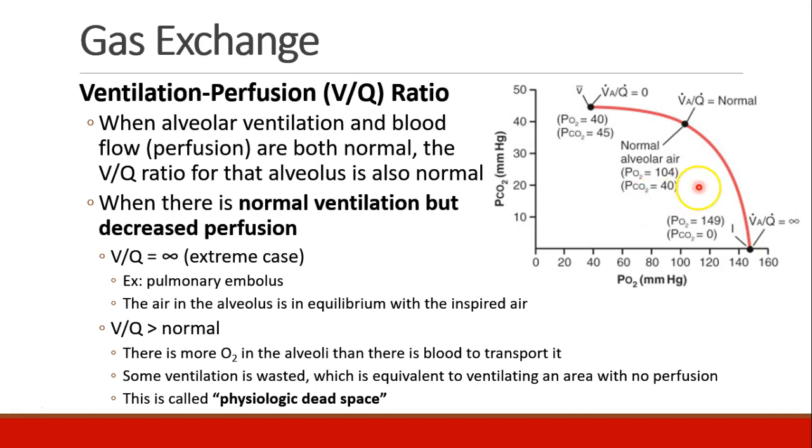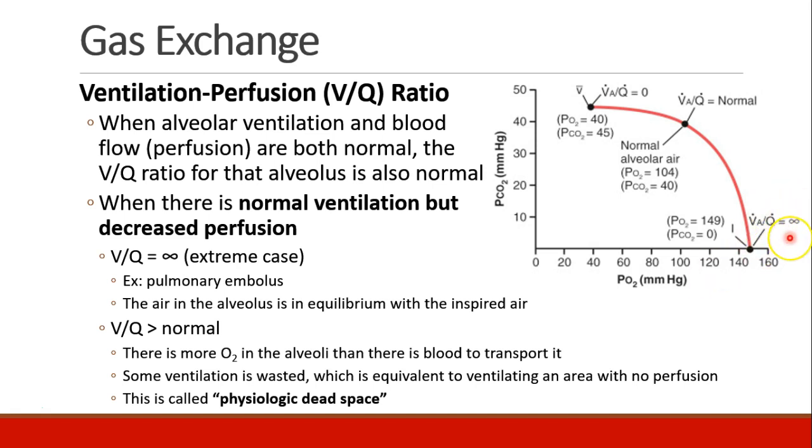Moving in the other direction, we can talk about normal ventilation but decreased perfusion. In the extreme case, let's imagine a pulmonary embolus. So now, instead of a mucus plug in the lung, let's imagine a clot plugging a blood vessel. So the air in the alveolus is exchanging normally with the inspired air, but it's not seeing any blood flow.